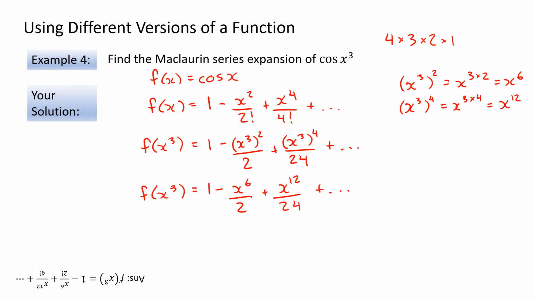I always write plus dot dot dot because the series doesn't end at 3 terms. We're only showing it for the first 3. You can write these as 24 and 2, or you could have also kept them as factorials like I have in my solution. I'm okay with you doing either.